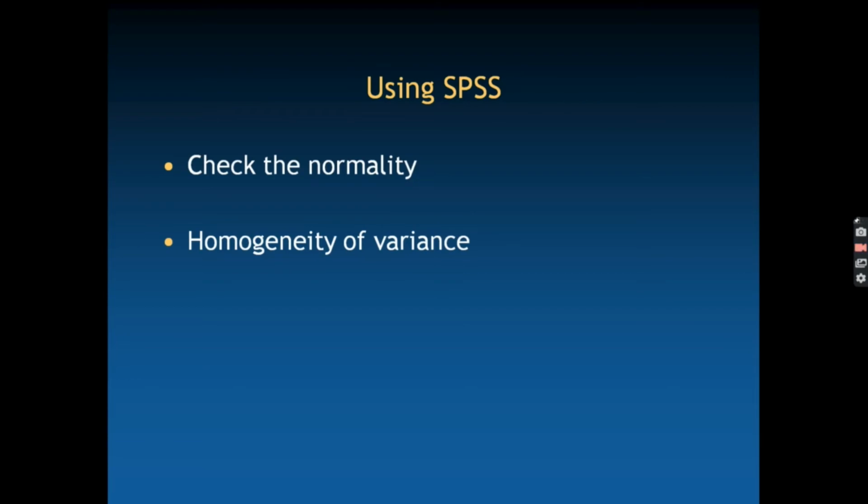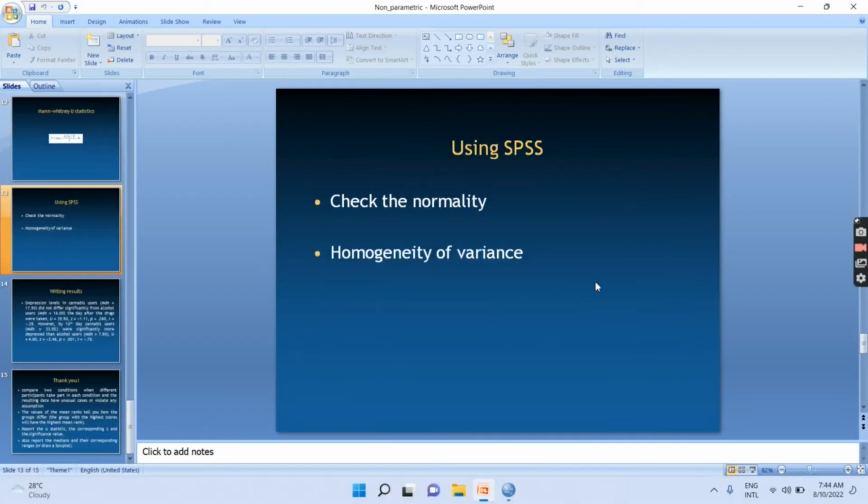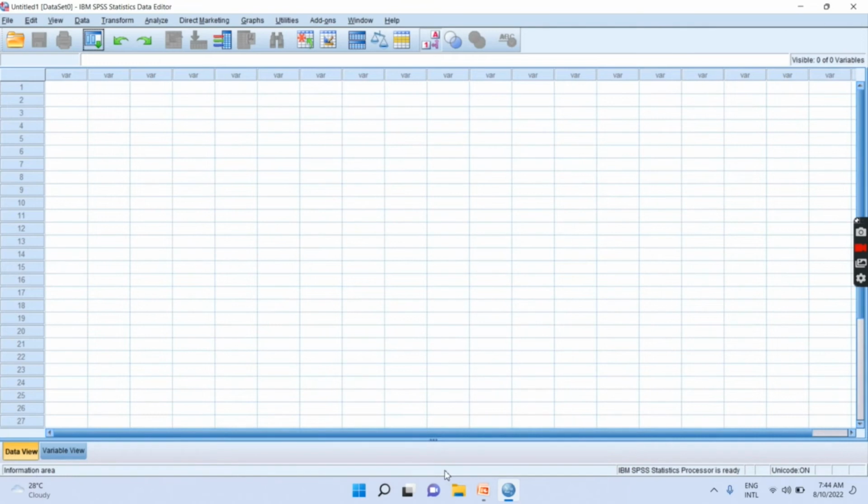Okay, how to do it using SPSS? First you have to check the normality and homogeneity of variance. This is the usual procedure whenever you are performing a statistical analysis using SPSS. You want to check the assumptions, whether your data follows the assumptions or not. So how to check this? Okay, let us open our data.